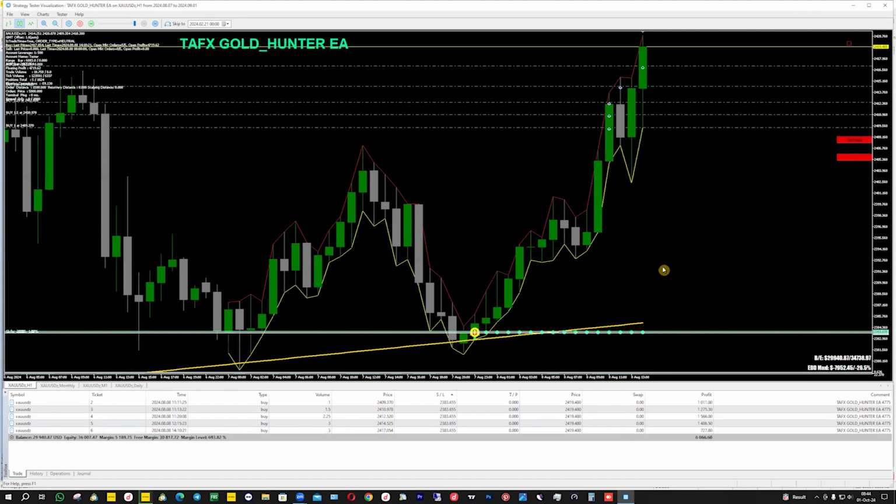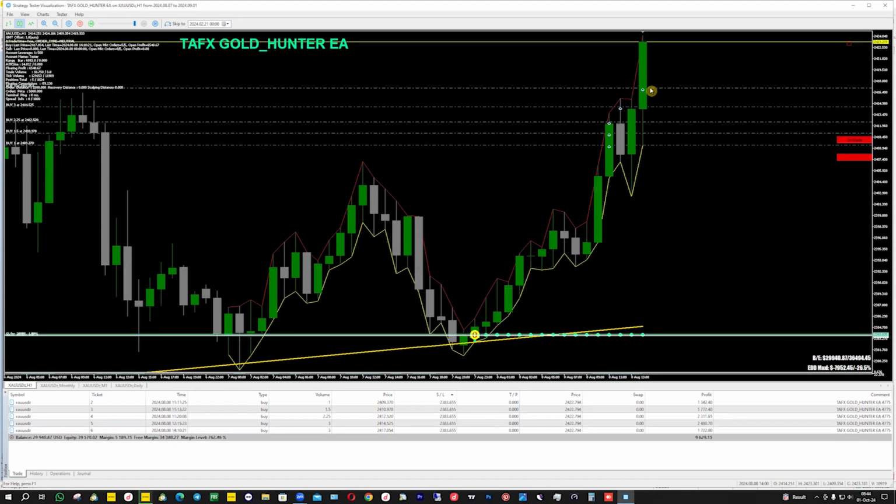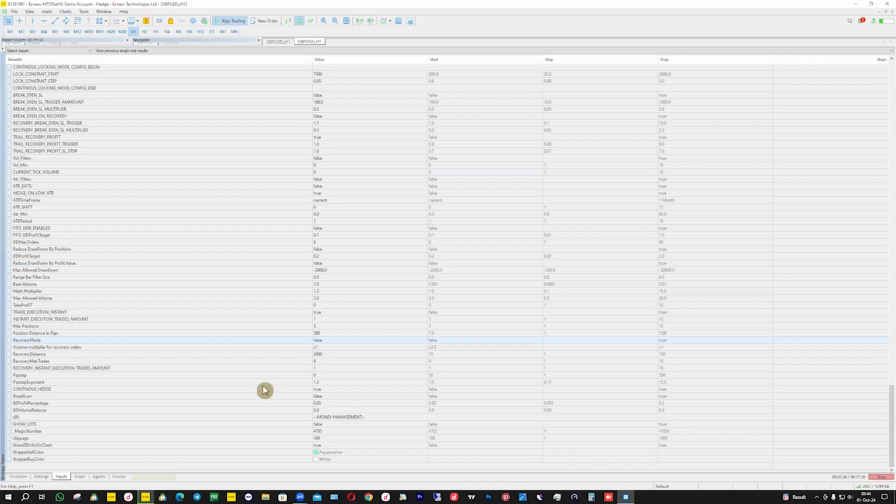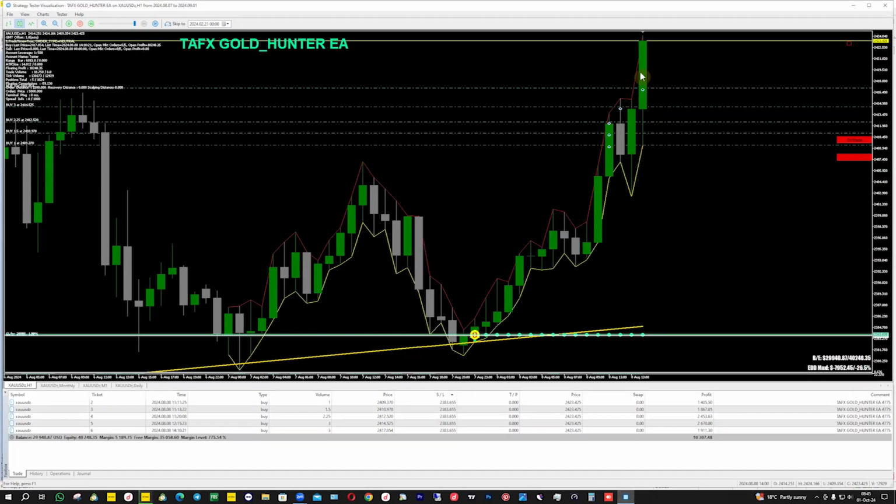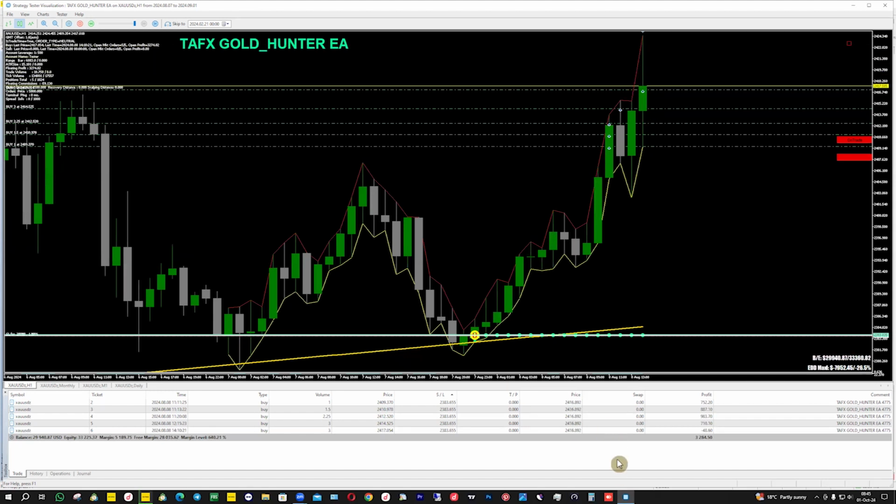All right, so you can see that is now the last position. It won't add. So now we have 1, 2, 3, 4, 5 positions. And remember, that was our setup here: 5 max positions. This is the maximum number of positions that we want the EA to pick or to add in this grid when the market is going on our side.